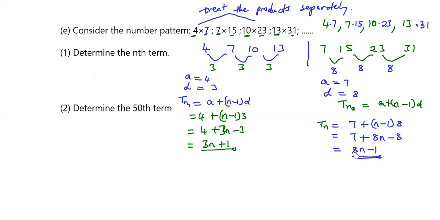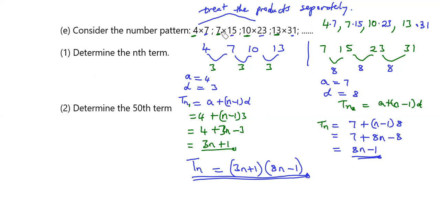So what are we just doing here? We are multiplying the two. So how do we get our Tn here? Tn is going to be equal to (3n plus 1) in bracket (8n minus 1). That's our rule. Now let's just test it to see if we are actually coming right.